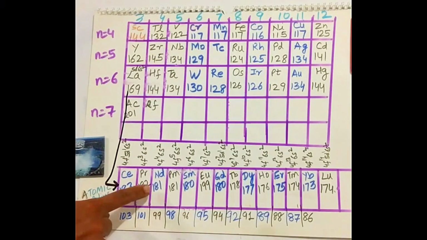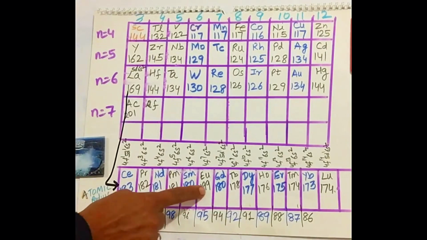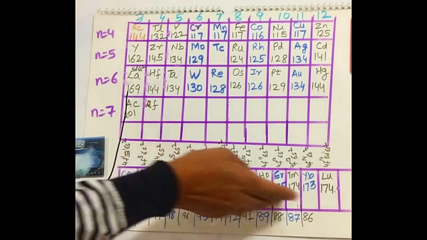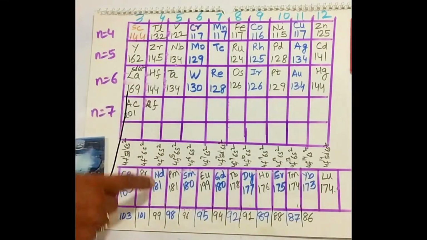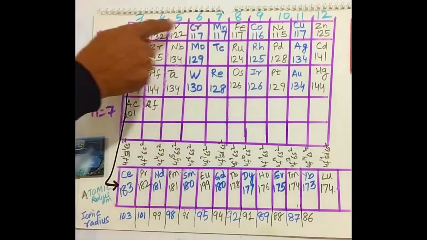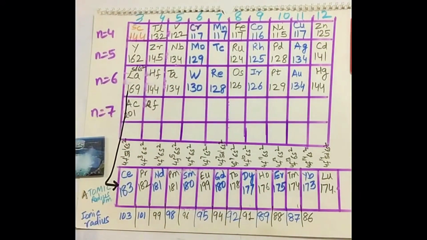183, 182, 181, 181. So there is a decrease, right? As you are going across, there is a decrease. But is that decrease substantial enough as you are observing in the case of n equals 4 and n equals 5? Just see the values carefully. Forget about the last element because there you have fully filled orbitals, so definitely their behavior will be different.